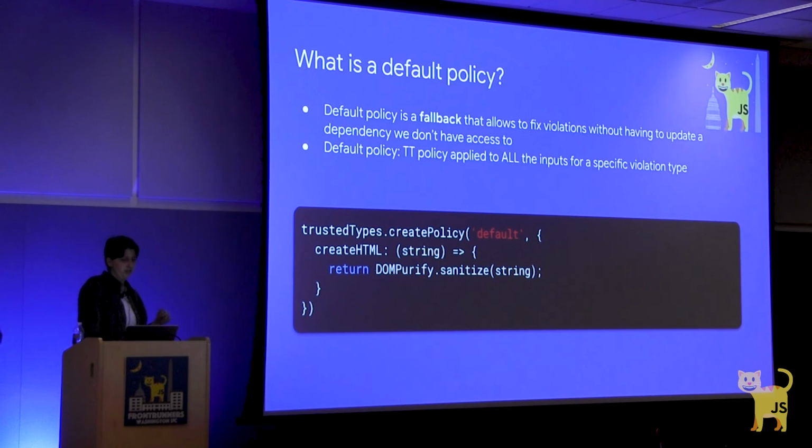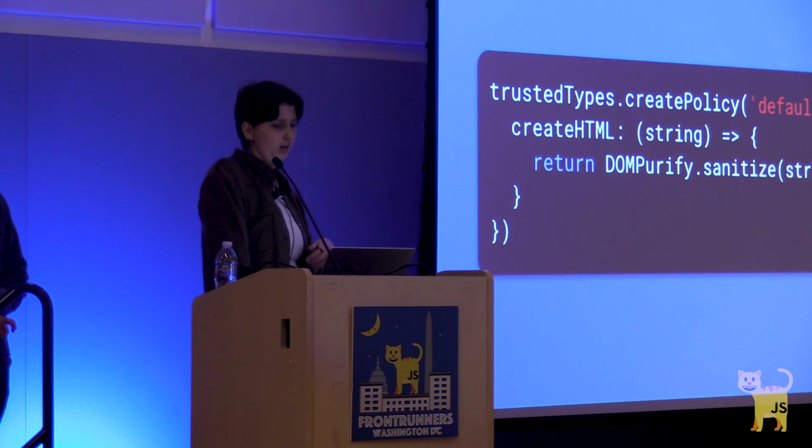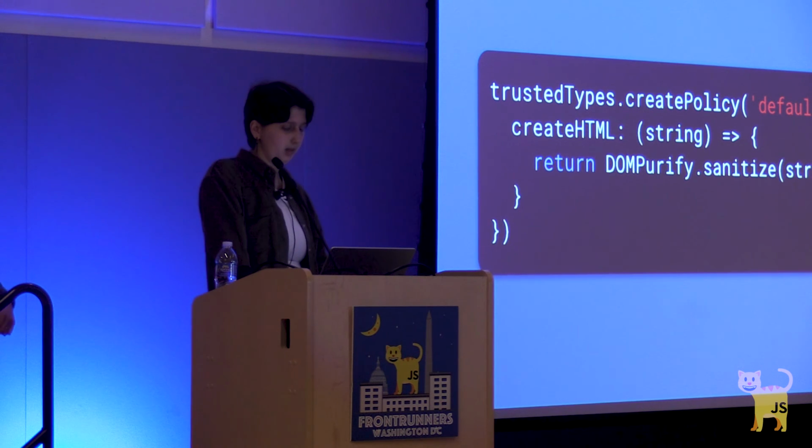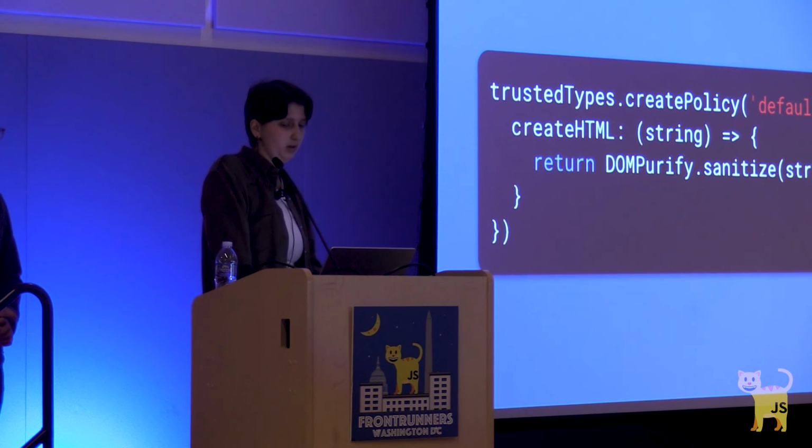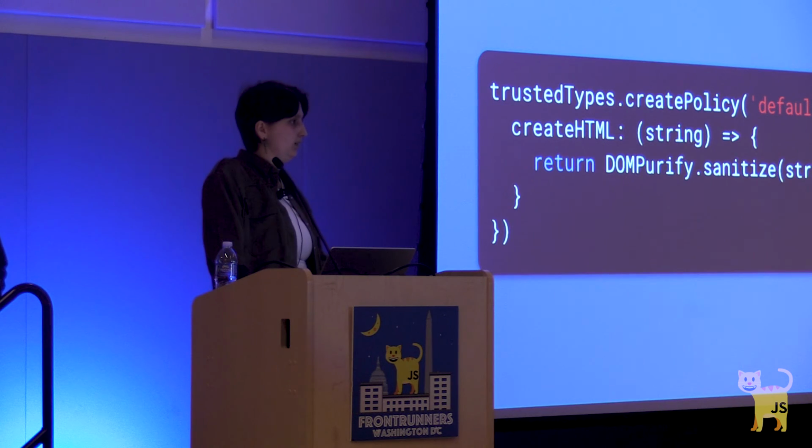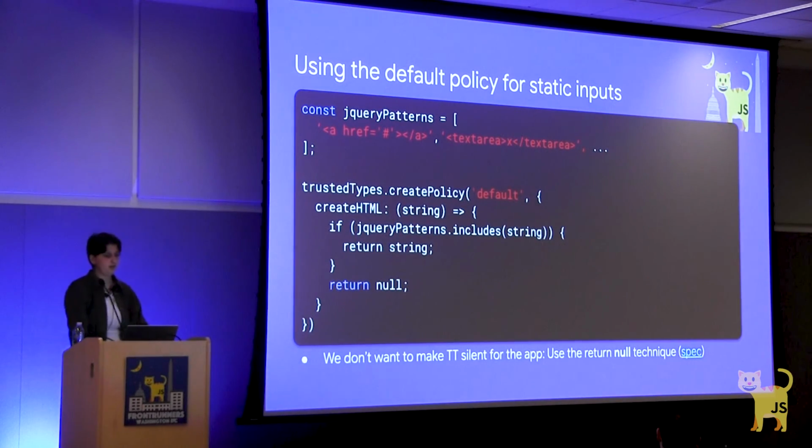You can use this as a fallback to fix violations without having to update any of your dependencies. And in this code snippet here, we see a default policy defined specifically for trusted HTMLs. And we just apply the DOM purify sanitizer, which is also compatible with trusted types. This way, anytime a trusted HTML violation happens on your site, the browser will call the default policy, which applies sanitization.